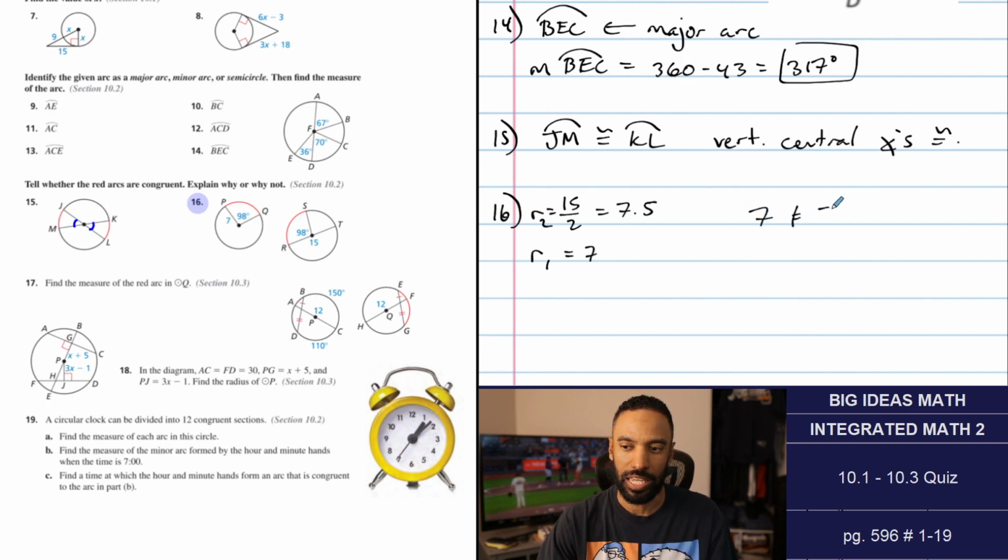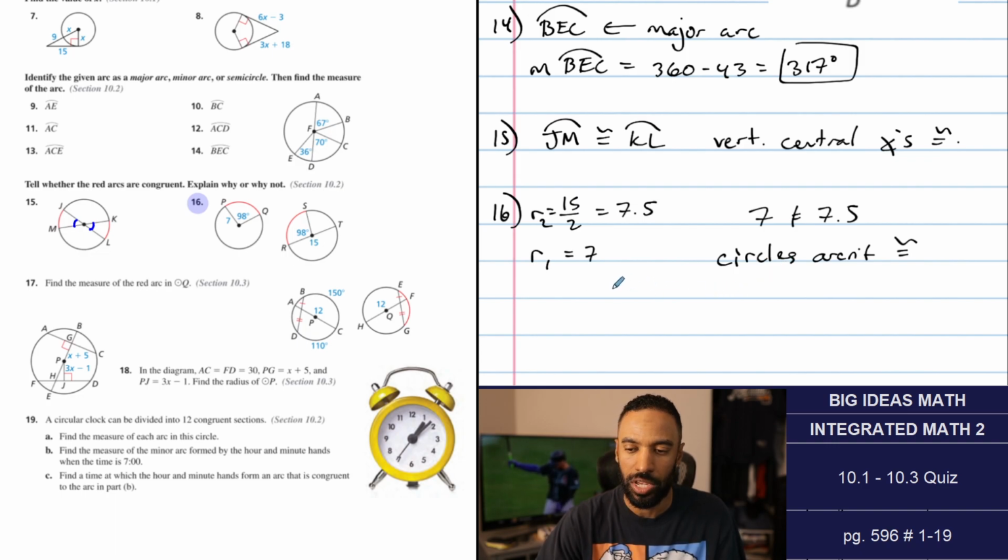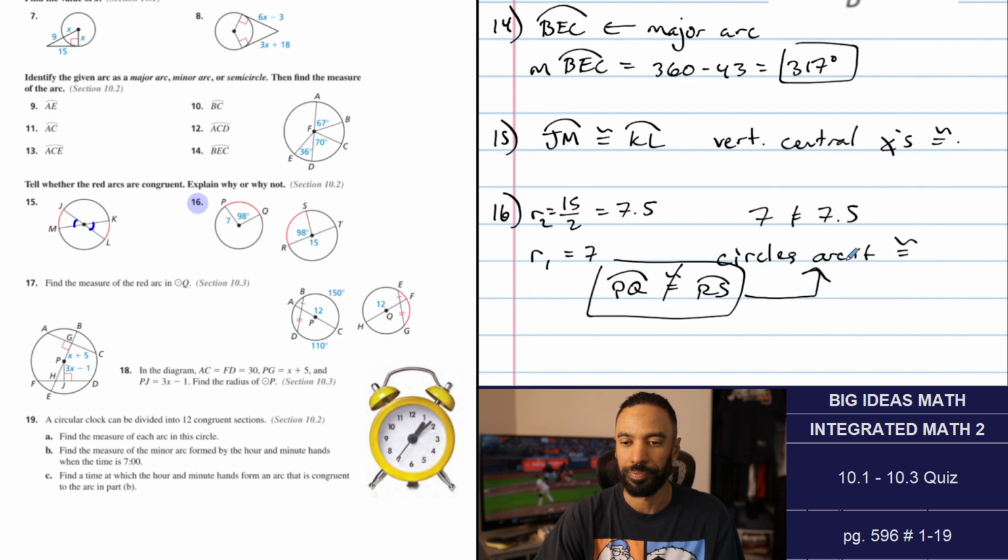Because 7 doesn't equal 7.5, the circles aren't congruent. And if they aren't congruent, then it doesn't matter if you have equal central angle measures. Those arcs are not congruent. Arc PQ is not congruent to arc RS because the circles aren't congruent. That's the reason. All right, let's go to number 17.